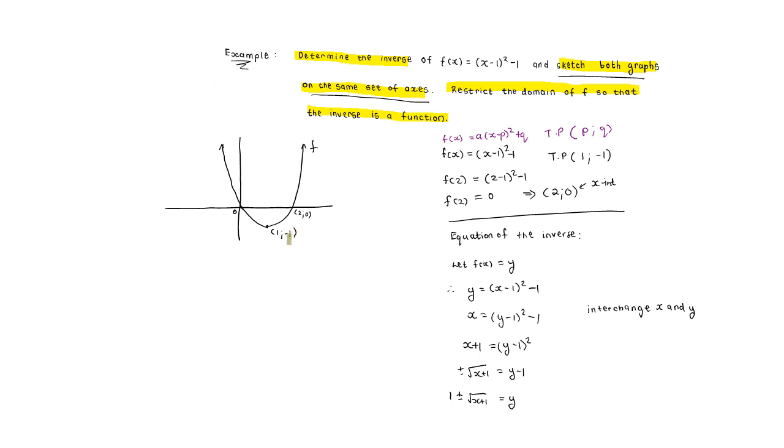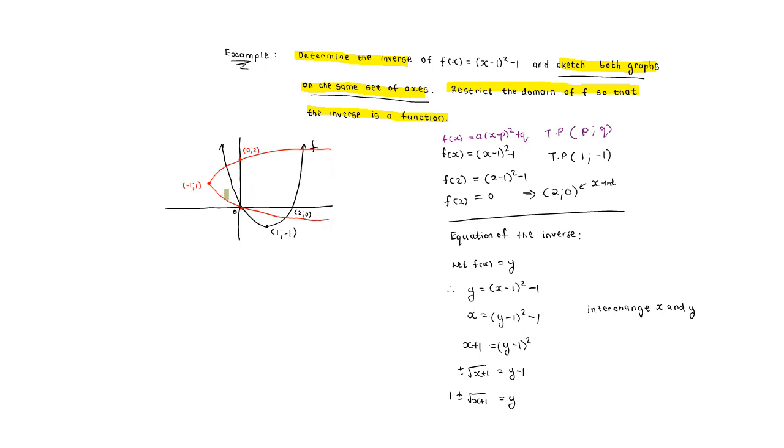For our turning point, the turning point was at 1, minus 1. So you are going to go to an x value of minus 1 and a y value of 1, and that's going to be your new turning point. 0, 0 is going to remain 0, 0. And the x-intercept is going to become a y-intercept. So this new point is minus 1, 1. That's still 0, 0, and this is now 0, 2. And now you have the sketch of your inverse function very quickly.